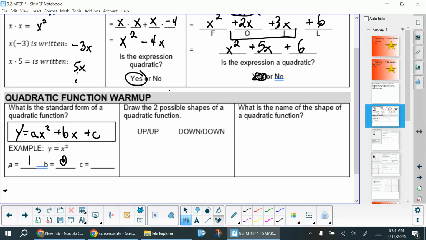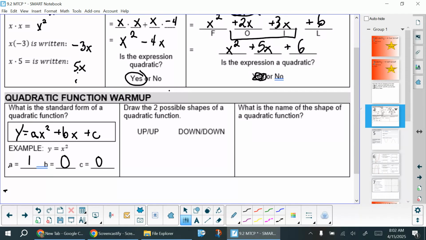And then C, there is no plus 5 or minus 6 or whatever, so that's just 0 as well. So B and C can both be 0, and either one or both can be 0. And A can be 1, and A will be 1 a lot. We're going to deal with a lot of times in this chapter where A is 1.